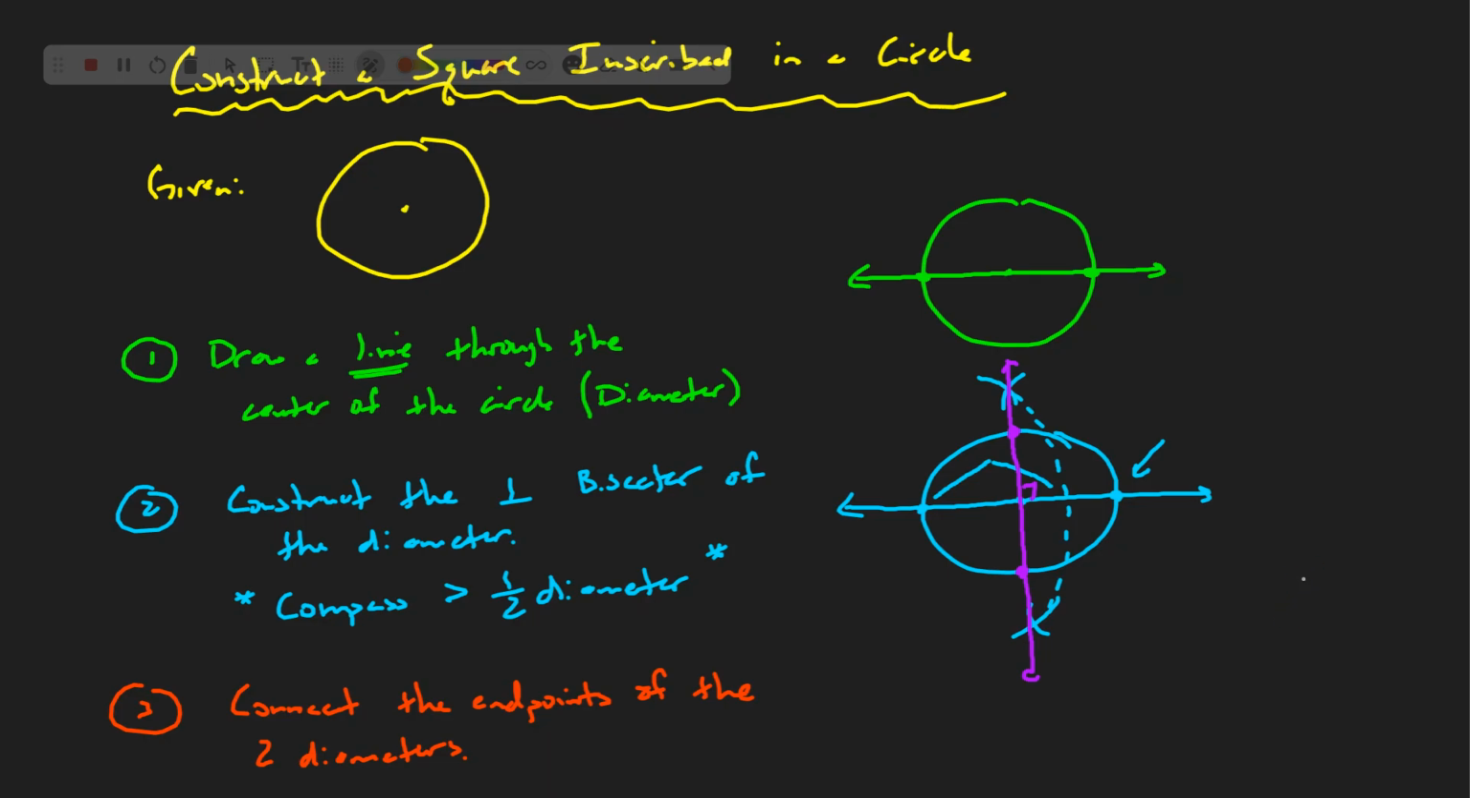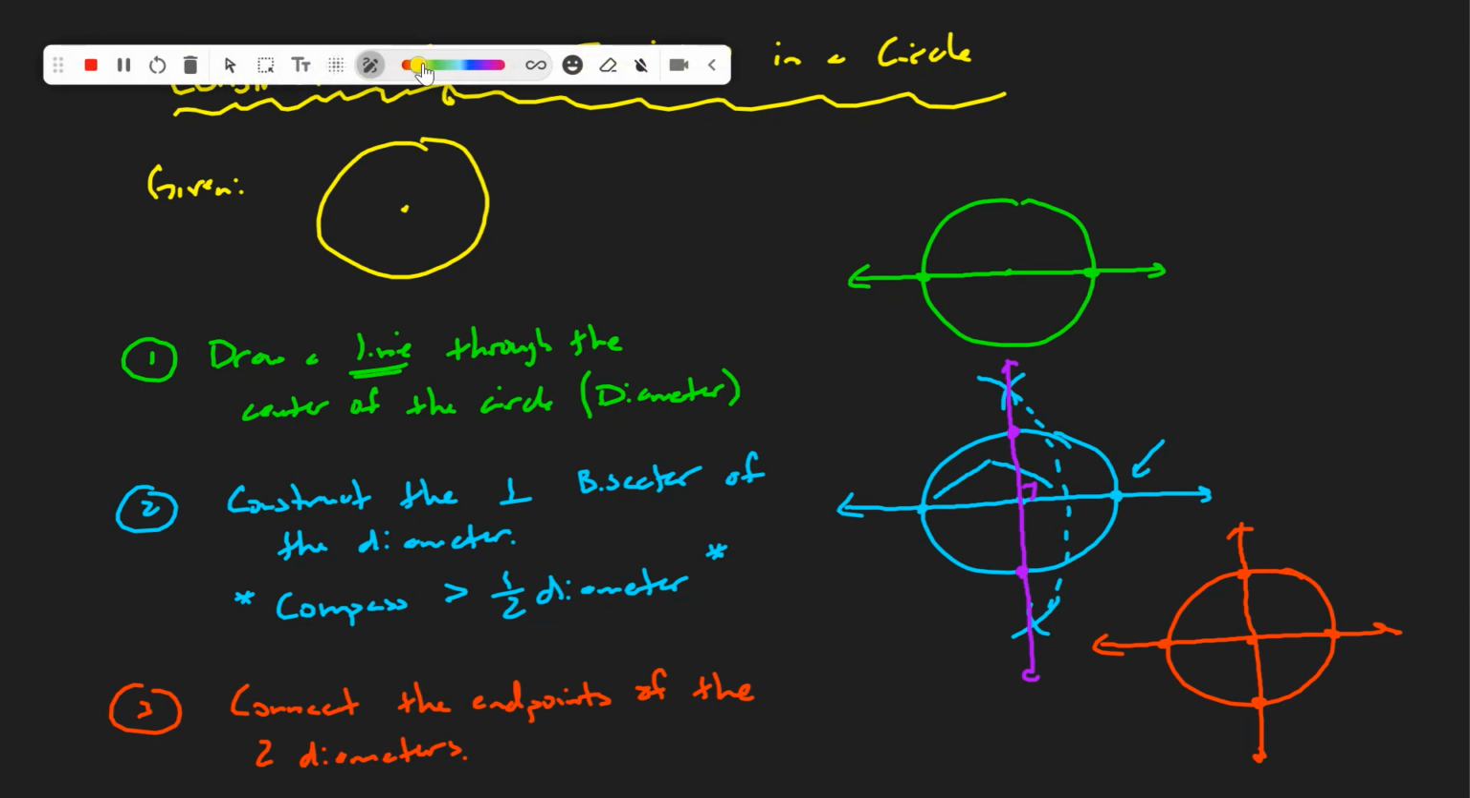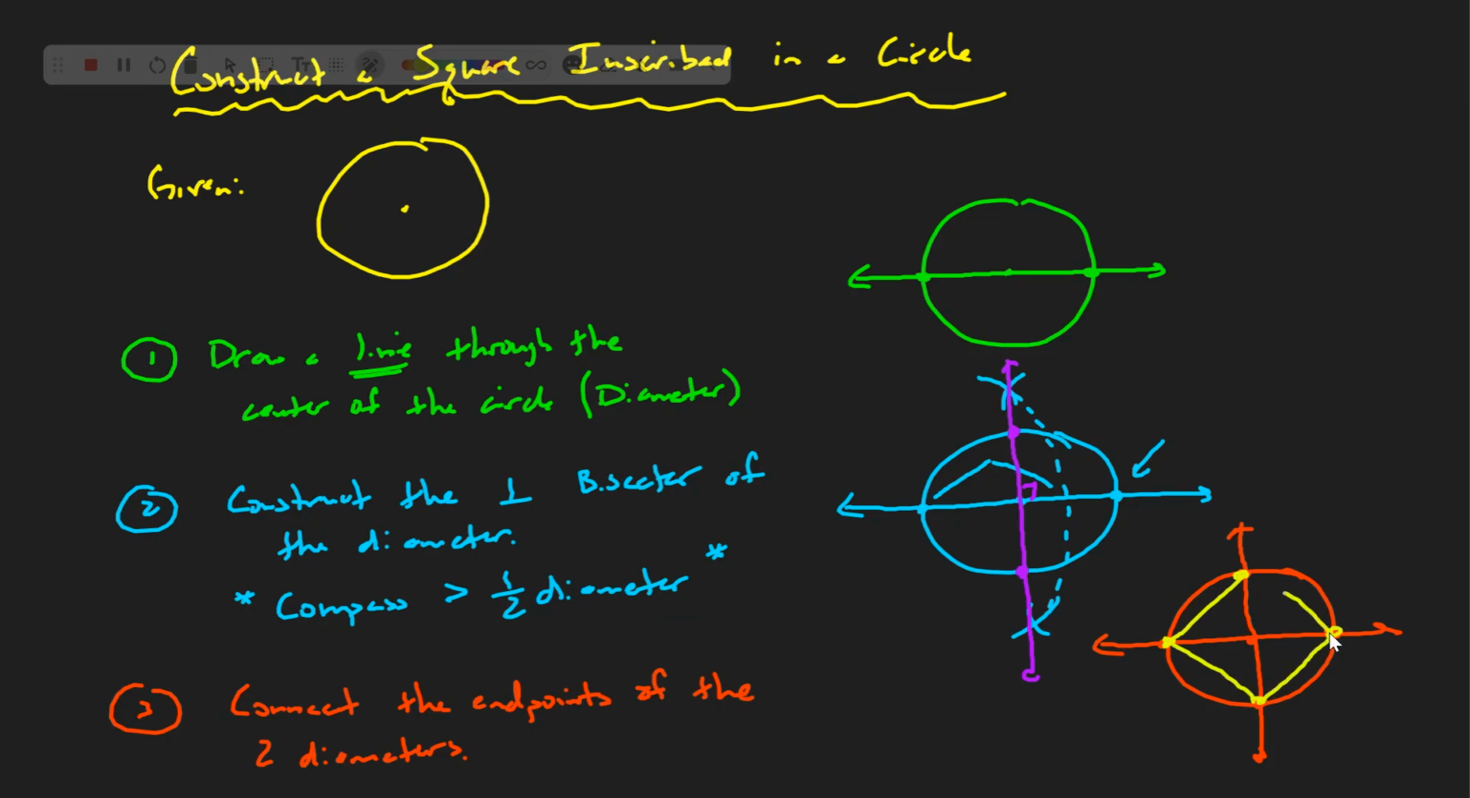So I'm going to come over here with it. So we had the center. We drew the one line to make this diameter. We just created the second line as the perpendicular bisector, created this diameter. So again, I'll change colors right now. So we're going to take this point, this point, this point, this point, and connect them to make the square. And there you go. And that's how you construct a square inscribed in a circle.